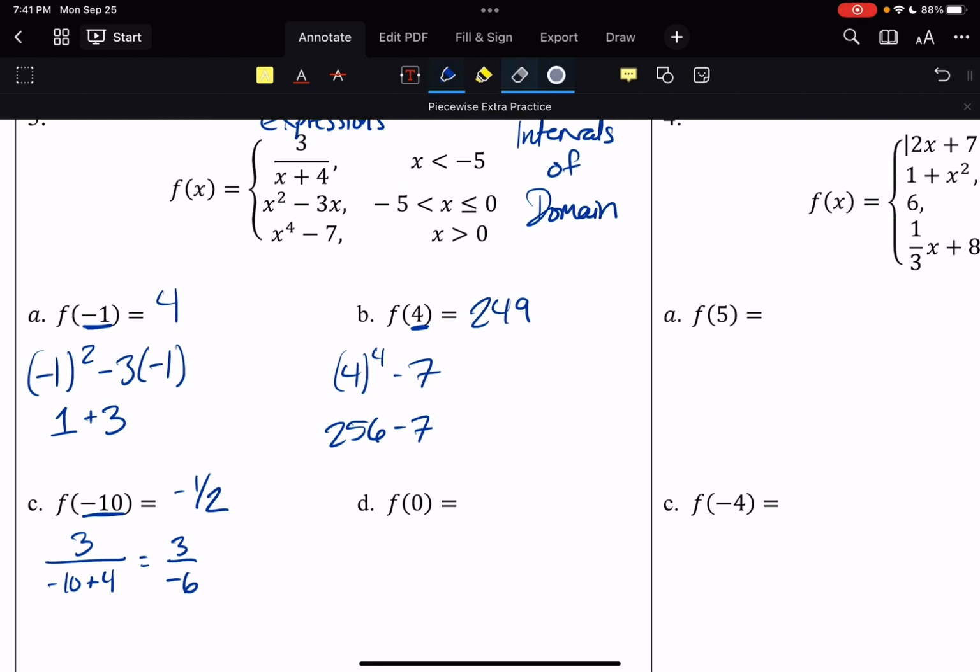And finally, f of 0. That is going to be in my middle interval because of how this piecewise function is defined. That second interval in the middle is up to and including 0. So it's going to follow that. So 0 squared minus 3 times 0, and all of that gets me a final result of 0. Remember, when you're looking at those, just look at the endpoints and see which interval they fall in, because sometimes that's a mistake that people will make.